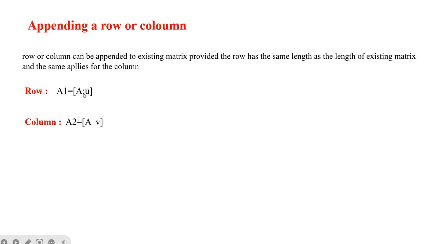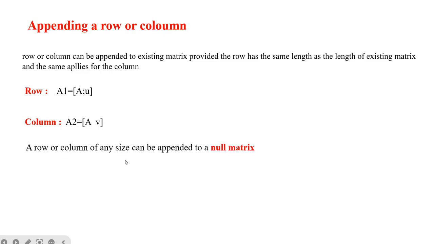This is the row vector, this is the column vector. Okay, when you want to add a row, you have to put a semicolon. When you want to add a column, you need not put a semicolon, you have to just put a space here. And here this will be a row vector, and here this will be a column vector. Because you want to add a column, it must be a column vector. Here you want to add a row, it must be a row vector.